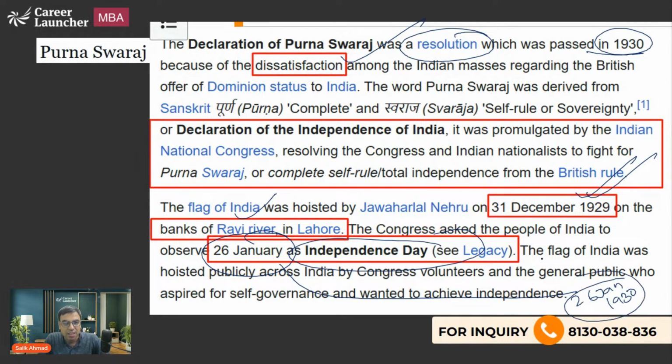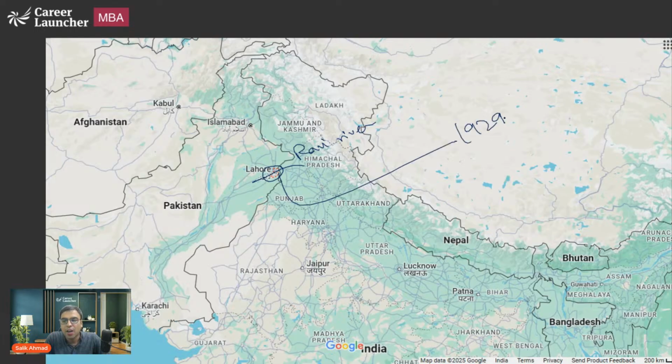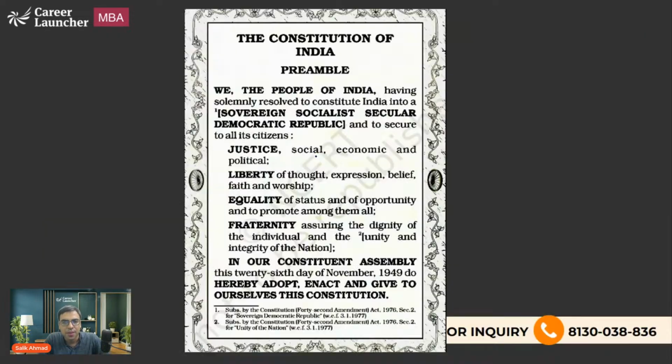That was symbolic in nature because we did not become independent. On 26 January 1930, India was not independent. But it was symbolic that yes, we are celebrating this as Total Independence Day or Poorna Swaraj Divas. Okay, that is what you should be knowing about. And so here is Lahore, and the river goes here, Ravi River. So here the 1929 Lahore session of the Indian National Congress happens. I hope you understand that before 1947, Pakistan and Bangladesh were all part of undivided India.